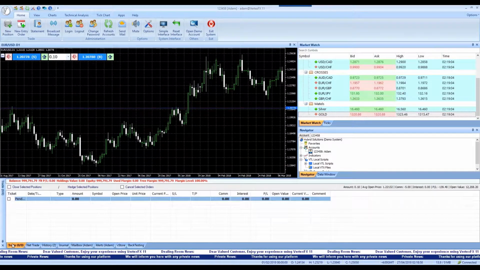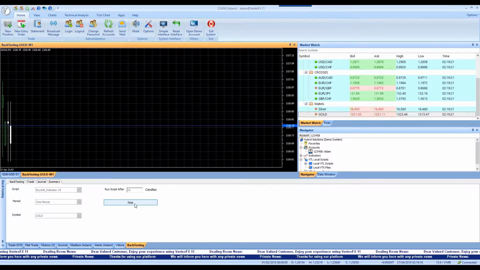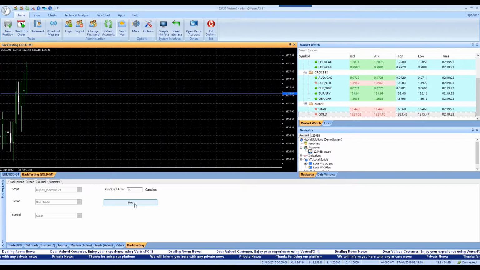With the backtesting feature, you would be able to test any VTL plugin or script on a demo environment chart data that will give you important information about the script you are running.